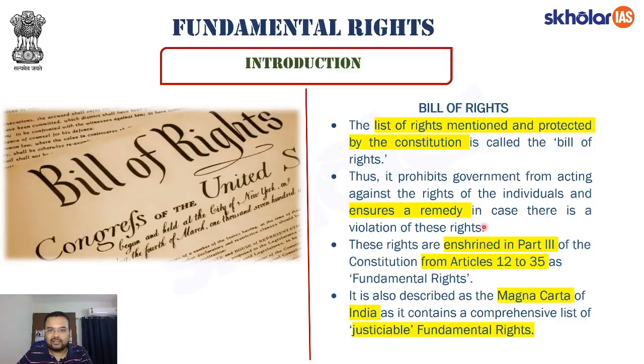What all are the articles that are covering fundamental rights of Indian Constitution? These are Articles 12 to Article 35, and these are called fundamental rights. Another important point to note, and this is something that has been asked in several previous examinations, that this set of rights from Article 12 to 35 of Part 3 of Indian Constitution, which pertains to fundamental rights, is also described as the Magna Carta of India, and it contains a comprehensive list of justiciable fundamental rights.